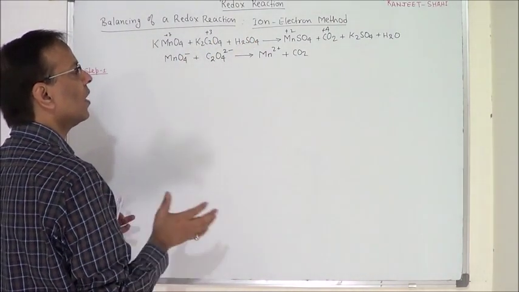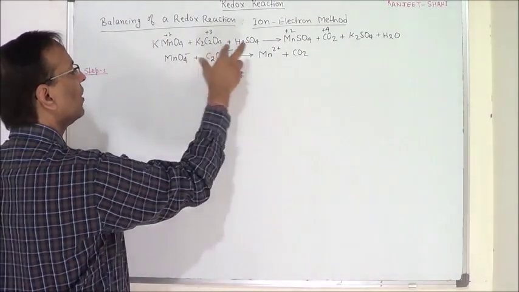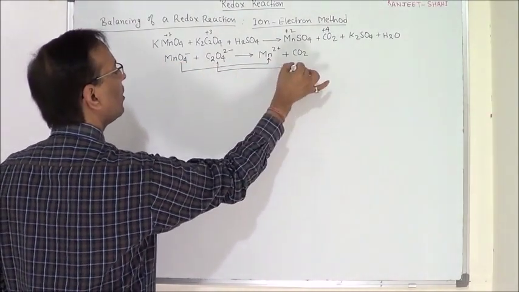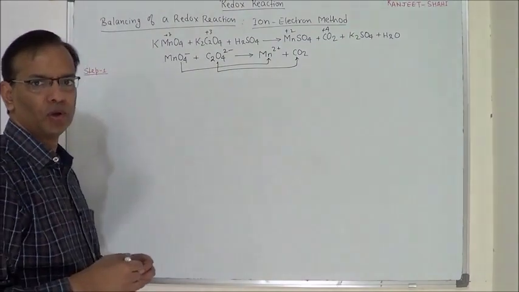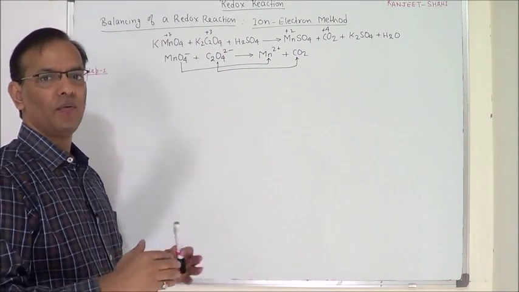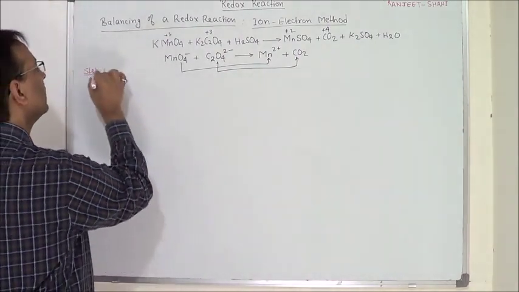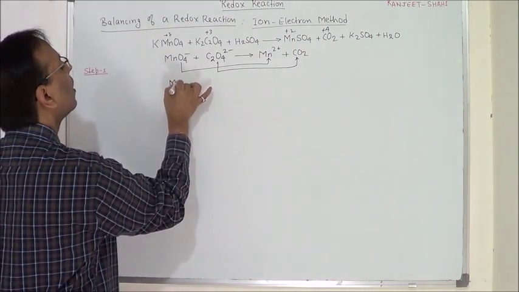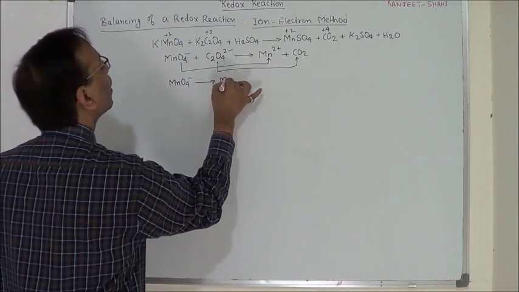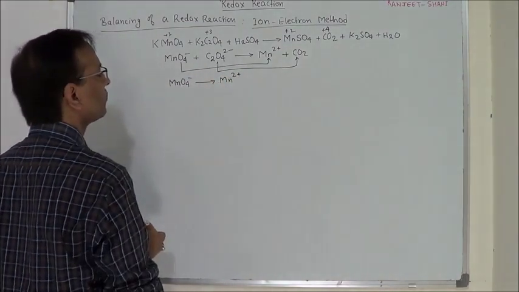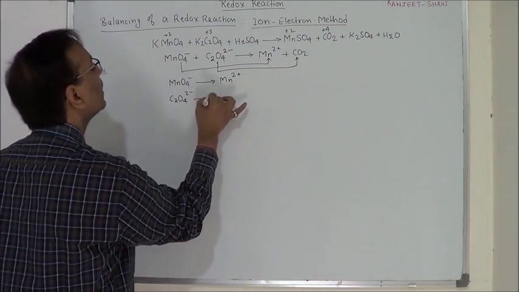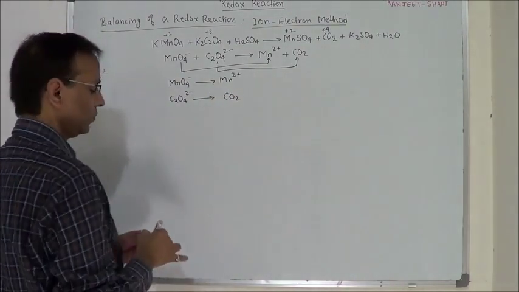So in the two half reactions, one half reaction will consist of permanganate giving manganese, and another half reaction will consist of oxalate giving CO2. So first we resolve this redox reaction into two half reactions like this. That is the first step. MnO4 minus giving Mn2 plus, and oxalate ion giving CO2.